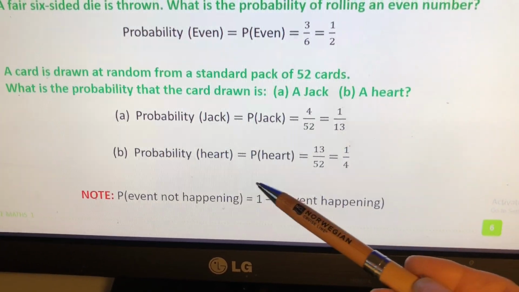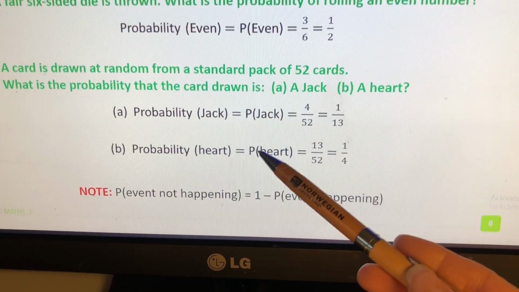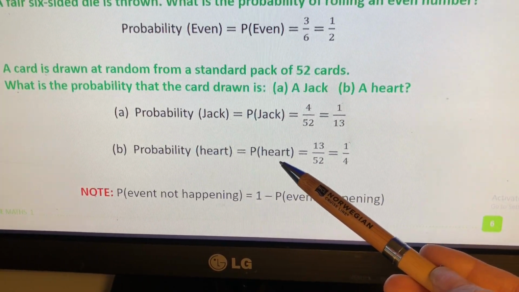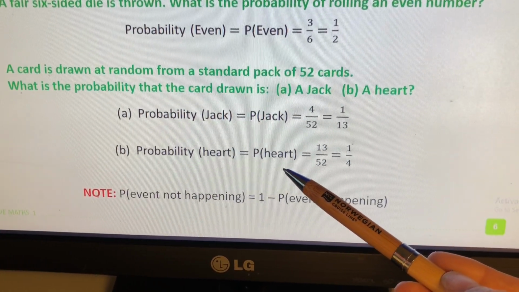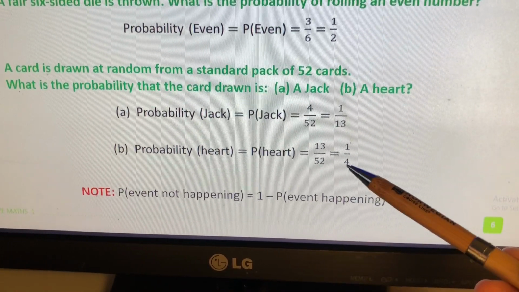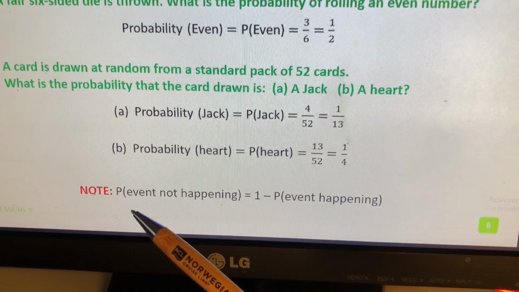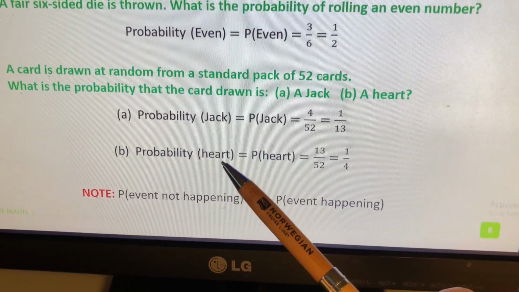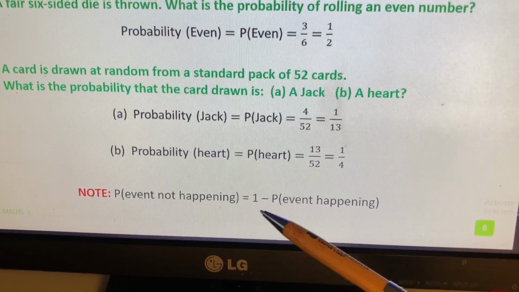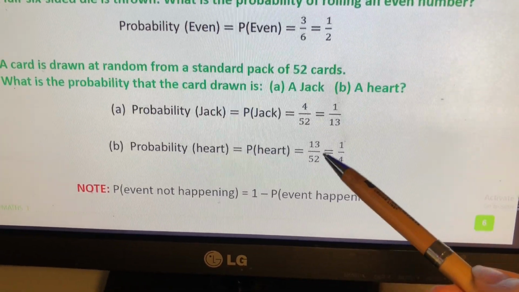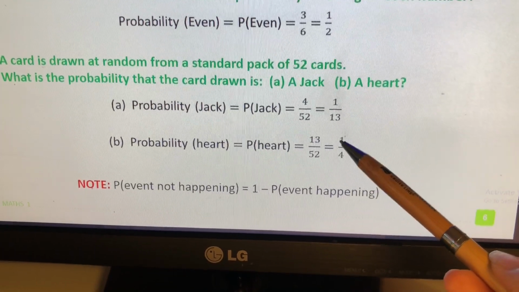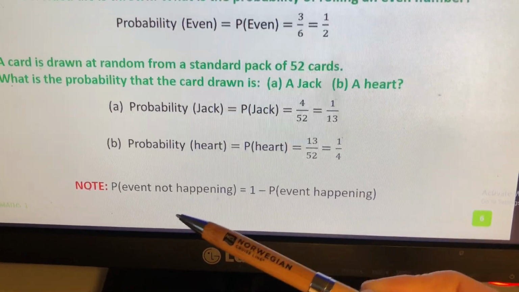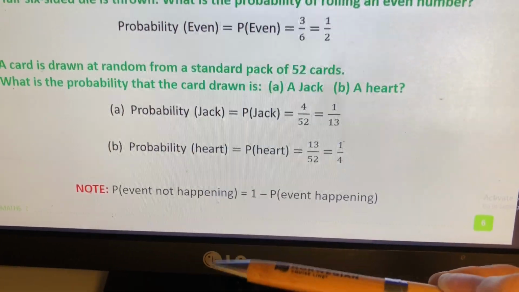Well, sometimes this is the quicker method if we've already worked out the probability of that event happening. For example, if we remember, we have worked out the probability of selecting a heart if we draw a card from a pack, and we knew that that was a quarter. So I could very quickly work out what the probability of not getting a heart is, because that would be 1 take away the probability of getting the heart. 1 take away 1/4. The probability of not getting a heart is 3/4.